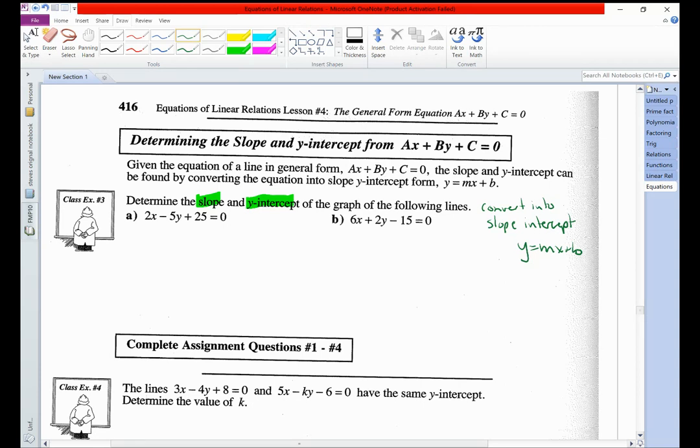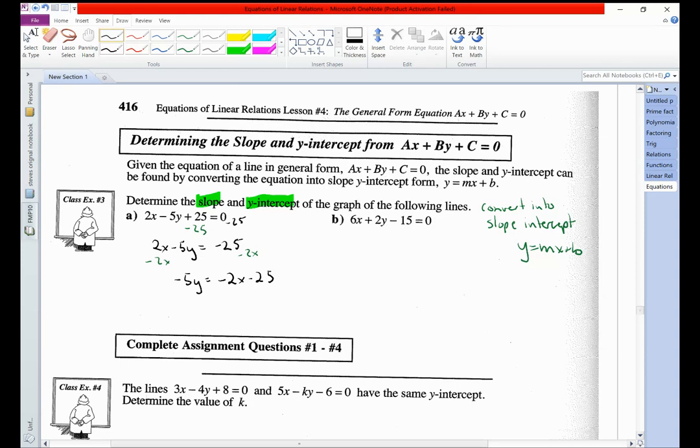So let's start with A. I have all of this stuff. So what I'm going to do is move everything that's not a y term over to the right. So I can subtract 25, and I'm left with 2x minus 5y is equal to, well, I subtract 25 to that side too, so negative 25. And then I'm going to get rid of this x term, so subtract 2x from both sides, and I'm left with negative 5y is equal to negative 2x minus 25. I just switched the order on that side.